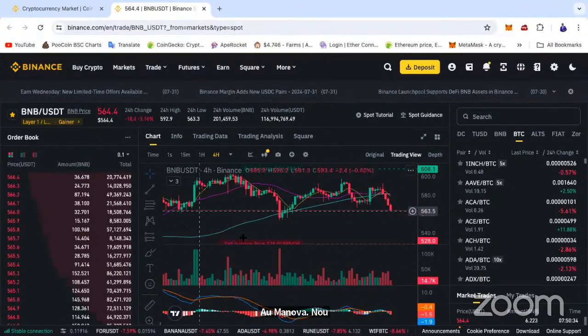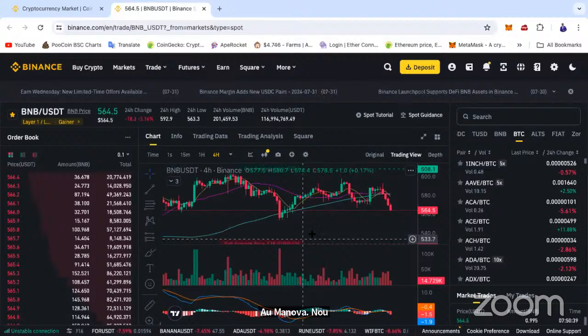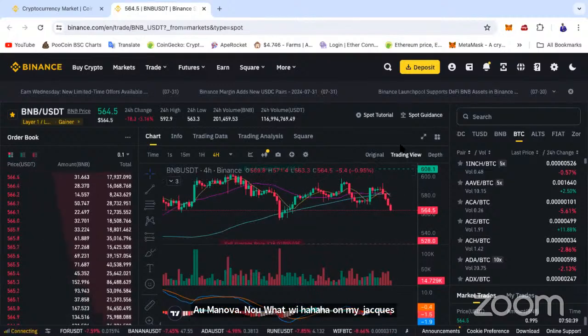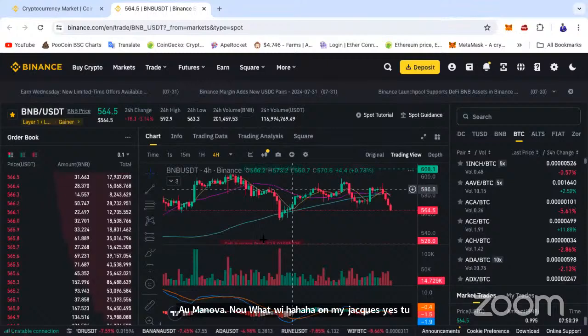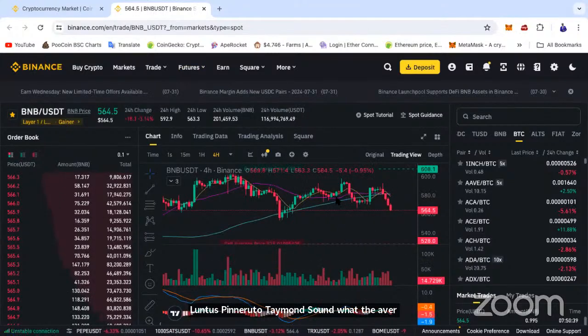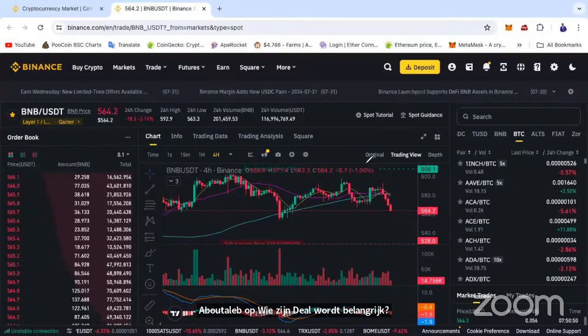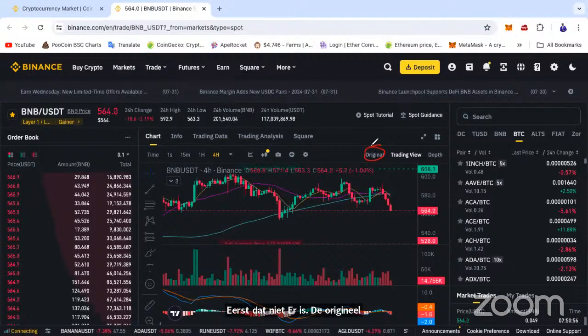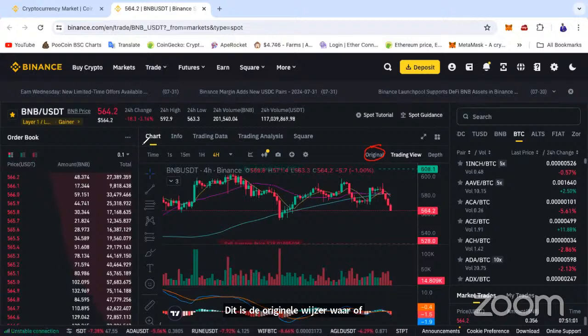Now, what we have done here on my chart, just to not spend a lot of time on something, what I have done here, I've decided to use a laptop to present to you, not a phone like yesterday. And here is the original version of Binance when you want to look at the charts.